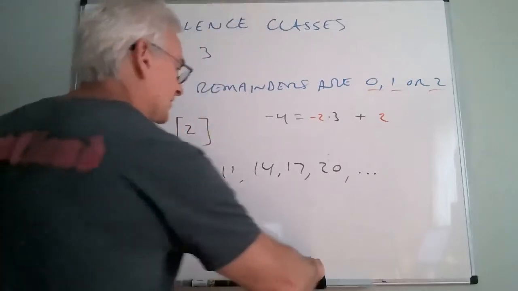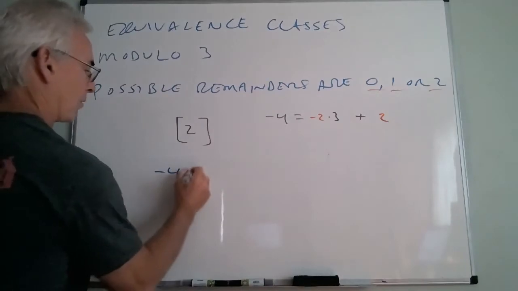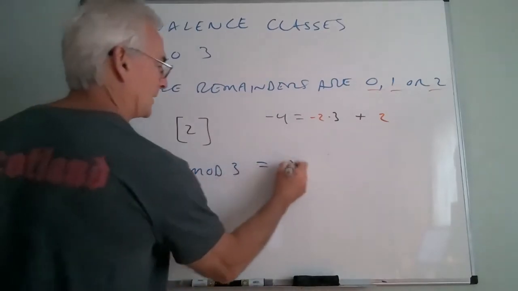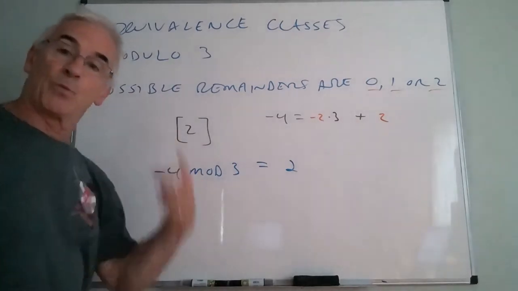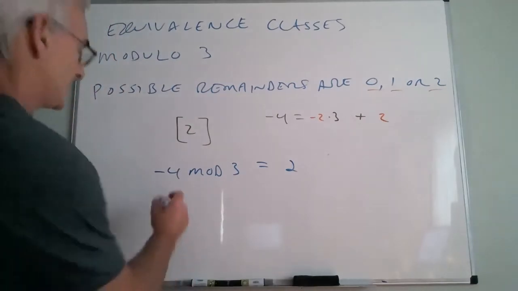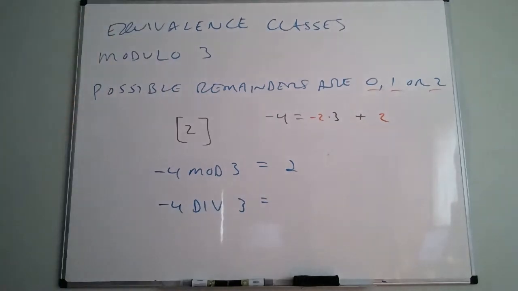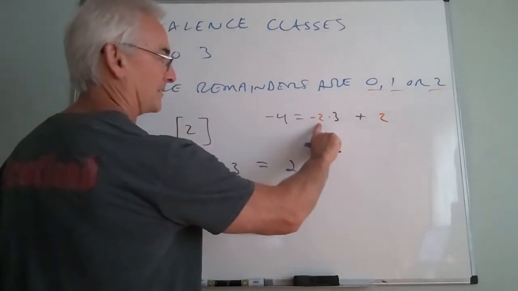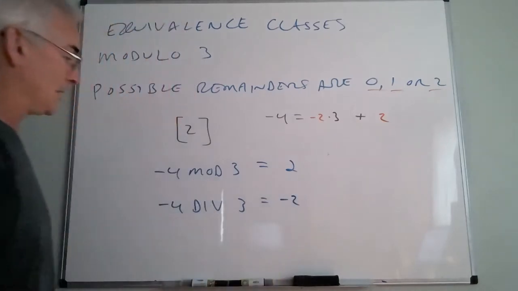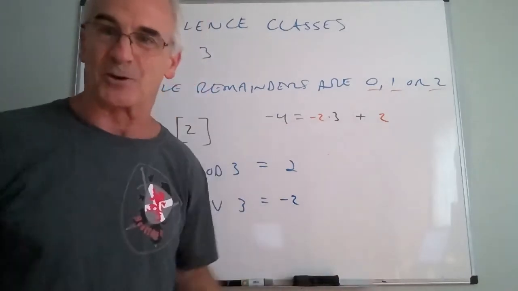So in simple arithmetic terms, if I said -4 mod 3, you would tell me that equals 2. Do you remember this math? We did this before. The mod is the same as asking what is the remainder. If I said -4 div 3, what's the answer? It would be -2. Div and mod are completely different. I could come up with a number where they're the same, but that's just coincidental.